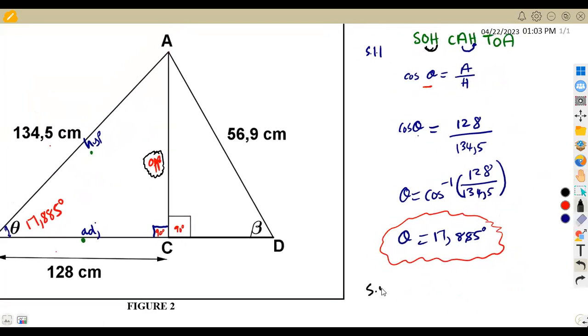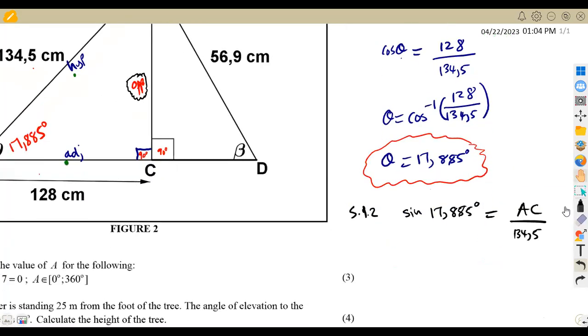So this is 5.12. We can use the ratio of sine of theta, where theta is the angle of 17.885 degrees, which is equal to the opposite over the hypotenuse. The opposite is the AC that you're asked to calculate, over the hypotenuse, which is 134.5. So you can calculate AC by cross multiplying this part.